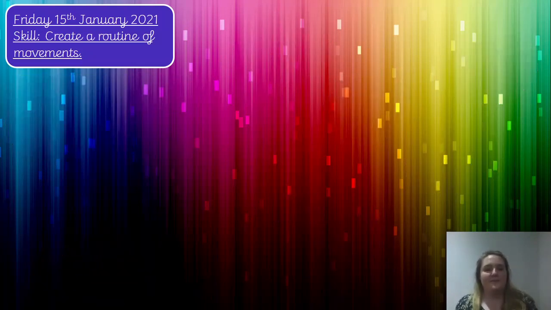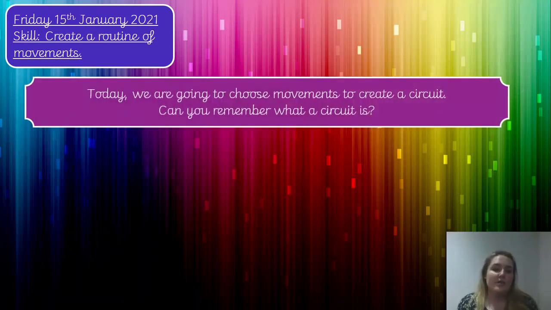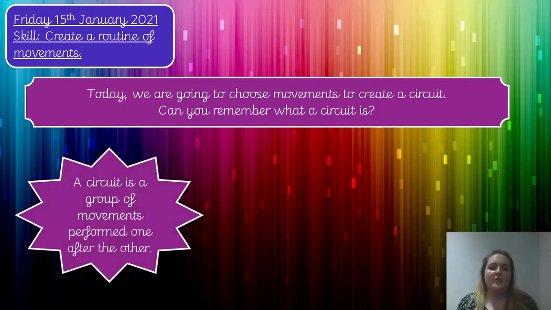Okay. Today then, you are going to choose movements to create a circuit. Can anyone remember what a circuit is? Turn to the person next to you or talk to your grown-up at home. What is a circuit? How could we describe what a circuit is? Okay, let's see then. A circuit is a group of movements performed one after the other. So if we were thinking about our movements that require jumping then, we might have star jumps, followed by gallops, followed by bunny hops, for example. So it is a group of movements performed one after the other.